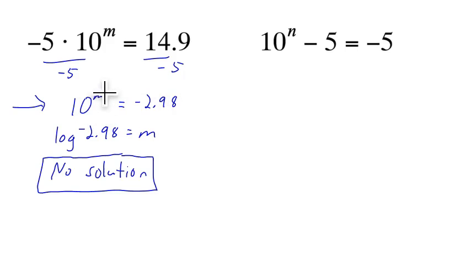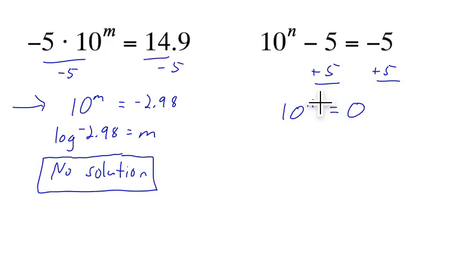Well, if you raise 10 to a negative power, that doesn't make it negative. That just makes it really small. So there isn't a power we can raise 10 to get a negative number. So we say no solution. Now over here, we'll get 10 to the n all by itself. Slightly different here. We have 10 to the n equals 0.